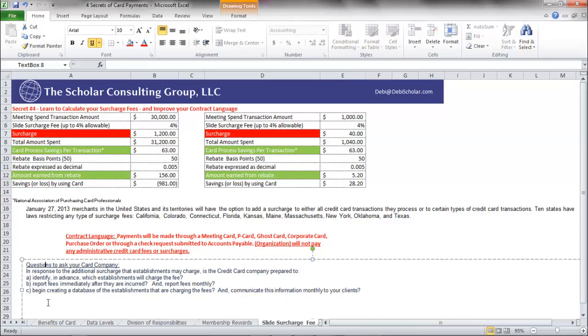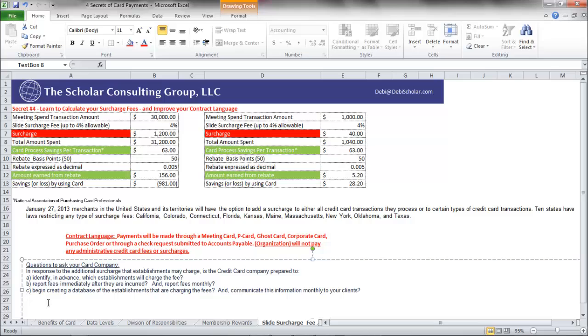I think there's some key questions that we need to ask our card company as we may begin to start to see these surcharges. One of them is, can they identify in advance which establishments will charge the fees? How will they report the fees after they are incurred? Will we be able to get an itemized spend detail on what those fees were, and can they report it monthly to us? And will they begin to create a database or something of all of the suppliers that are charging the fees, and can we know about it every single month? That would help us determine what suppliers to use.